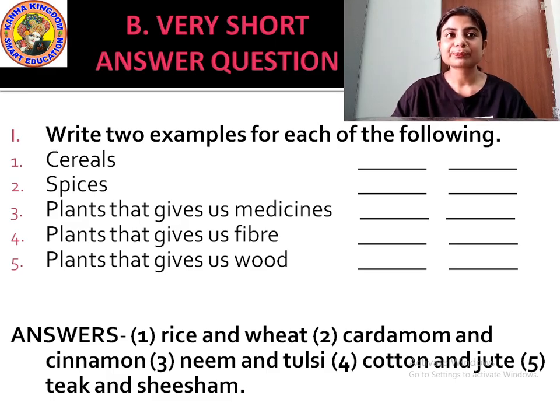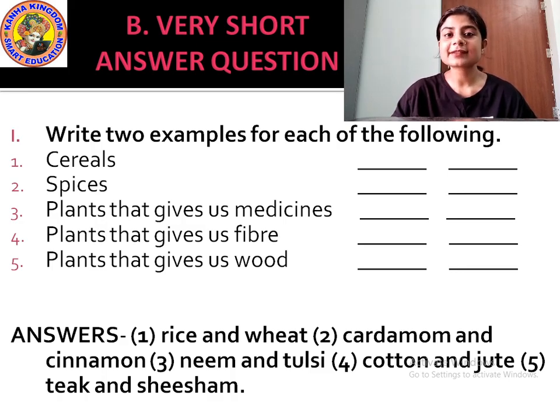Then number 3, plants that give us medicines. It is neem and tulsi. N-E-E-M. Neem. T-U-L-S-I. Tulsi. Okay.